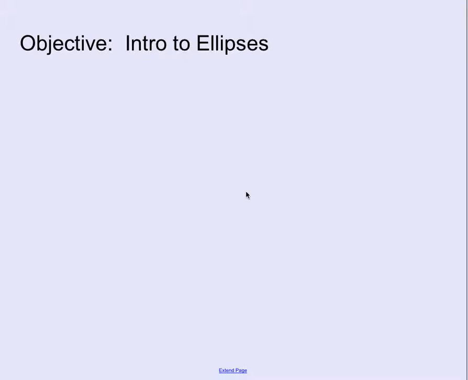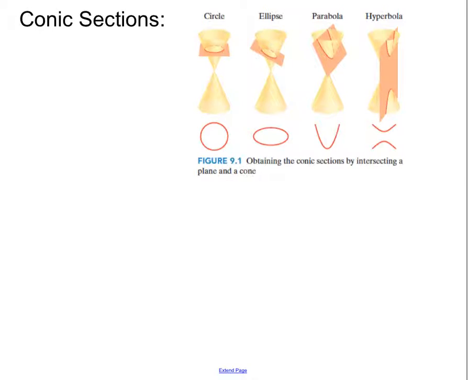Here we go. Intro to ellipses. So this first slide, you don't need to write down. It's an overview of the different conic sections that are in this unit. The first conic section is a circle. We spent time in geometry with the circle.